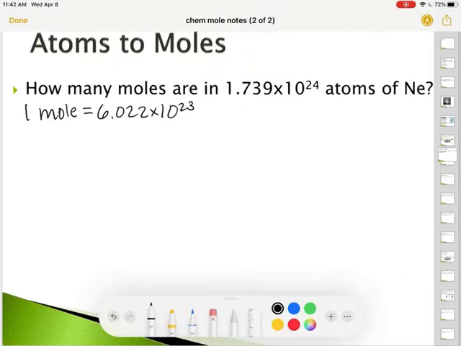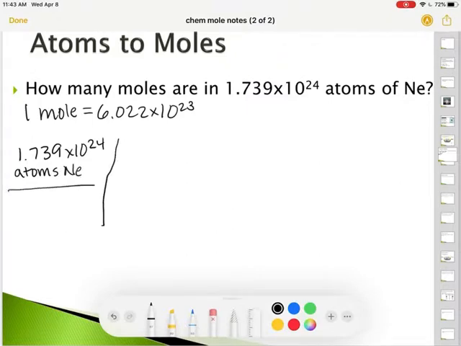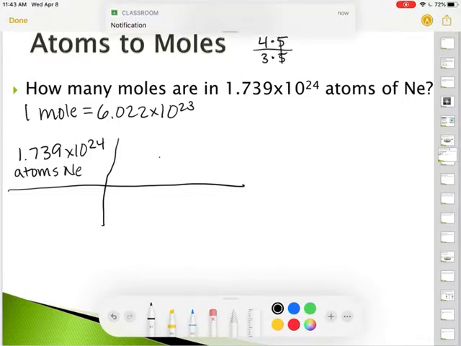So I'm going to start by writing down what I know. I know 1.739 times 10 to the 24 atoms of neon. That's what I'm given. Okay, and as we've seen in dimensional analysis, if we want a unit to cancel, if it's in the numerator, it needs to go into the denominator. So let's say I have 4 times 5 over 3 times 5. The 5 cancels because it's in the numerator and denominator.